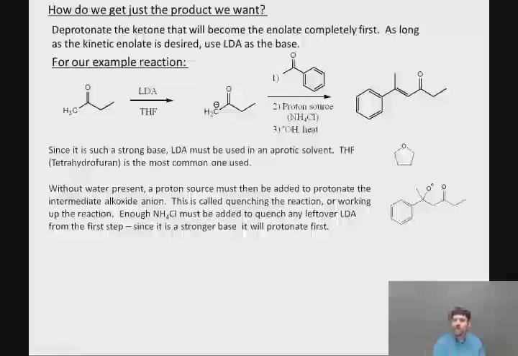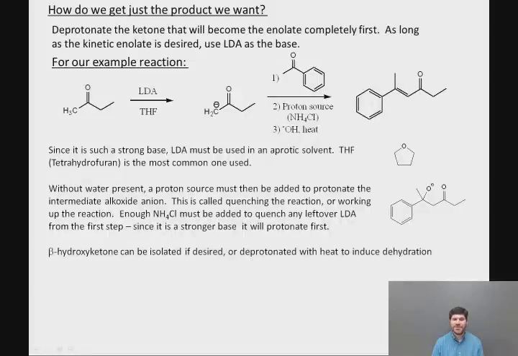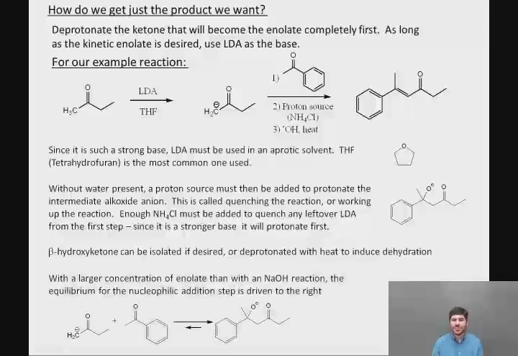The proton source that I have chosen to use in this reaction is ammonium chloride. It is a weak acid, but definitely acidic enough to protonate everything that we would need to make a neutral compound. So the beta hydroxy ketone can be isolated if desired in this case, or it can be deprotonated with heat in order to induce dehydration.